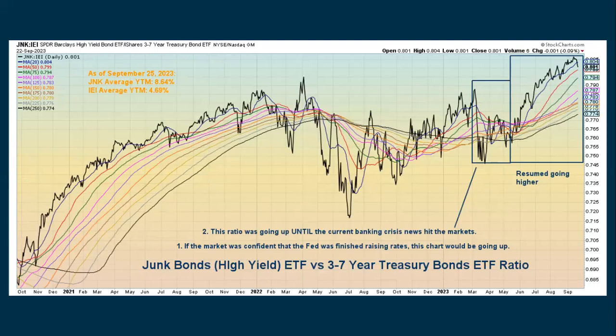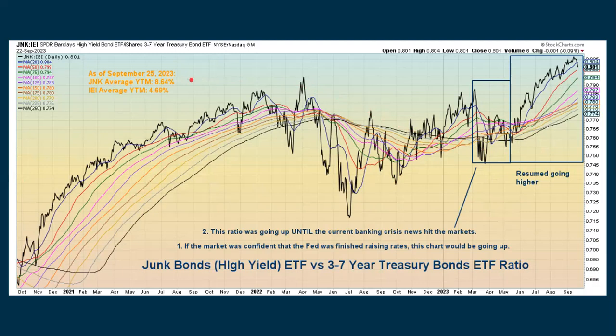Then we look at junk bonds, which often give you a higher yield, but they also make you assume more risk. Now, if the market was really concerned about this, we would see this ratio going down. It has been going down lately, but we would see more of a sustained decline, and that's not what we're seeing right now.